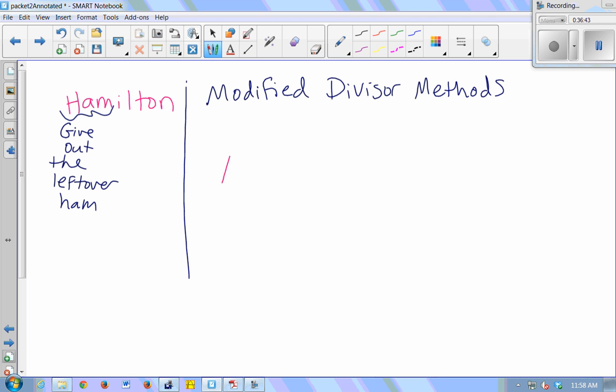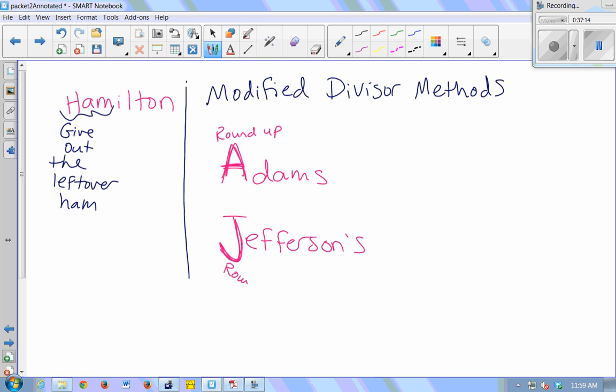Okay. So in Adams' method, look at the first letter and it points up, right? So you round up. In Adams' method, you always round up. And then in Jefferson's method, look at the first letter and it kind of points down, right? Round down. So Adams' method, it points up, you round up. Jefferson's method, it points down, you round down.